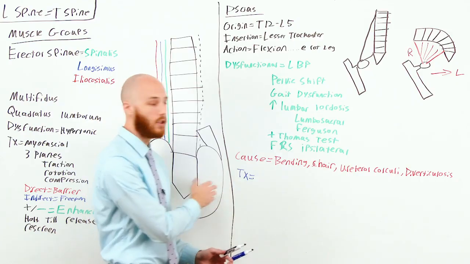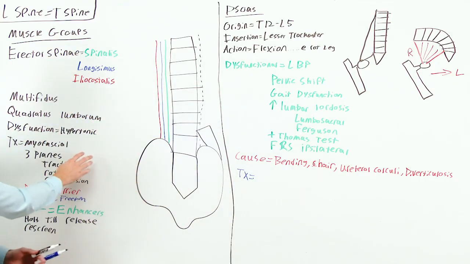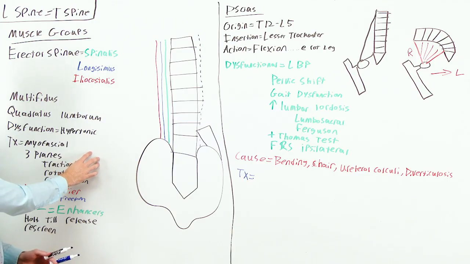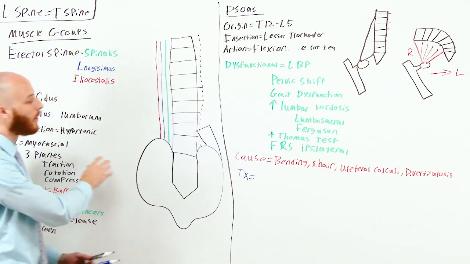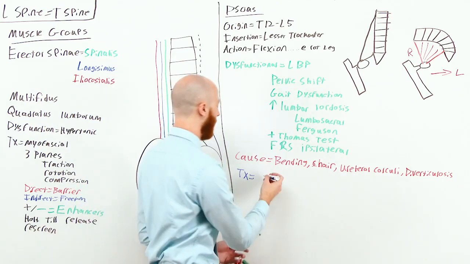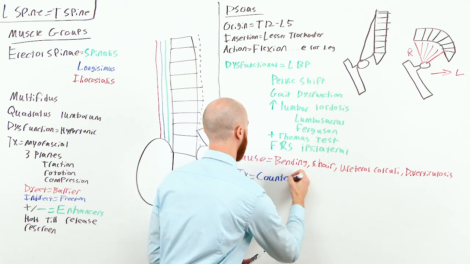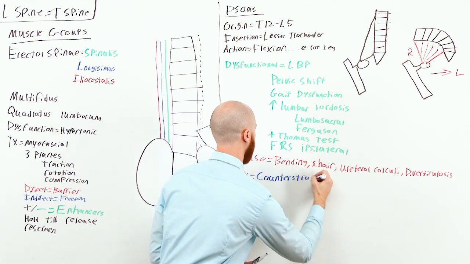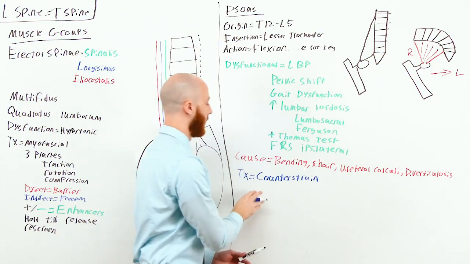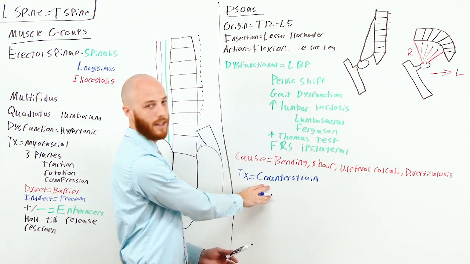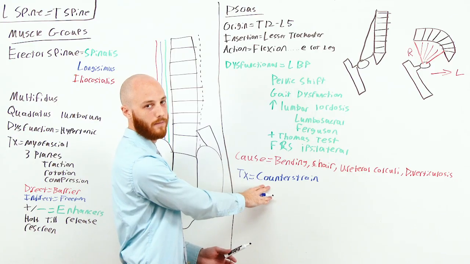If you want to, you can try and use myofascial. It may be difficult to use myofascial because you're not going to be able to compress the psoas muscle as well without squishing their organs. Or you can do everyone's favorite counterstrain. Remember, counterstrain is an indirect technique. That's why we're going to write it in blue.